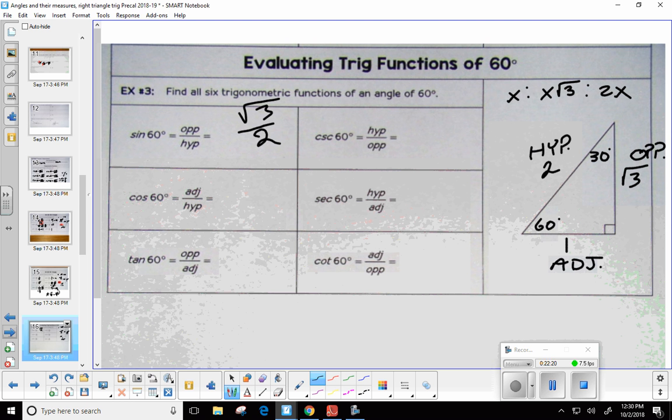So cosine of 60, this is the adjacent over the hypotenuse. Adjacent over hypotenuse, he says 1/2. Is he right? That's it. Brandon, who do you like? Angel.